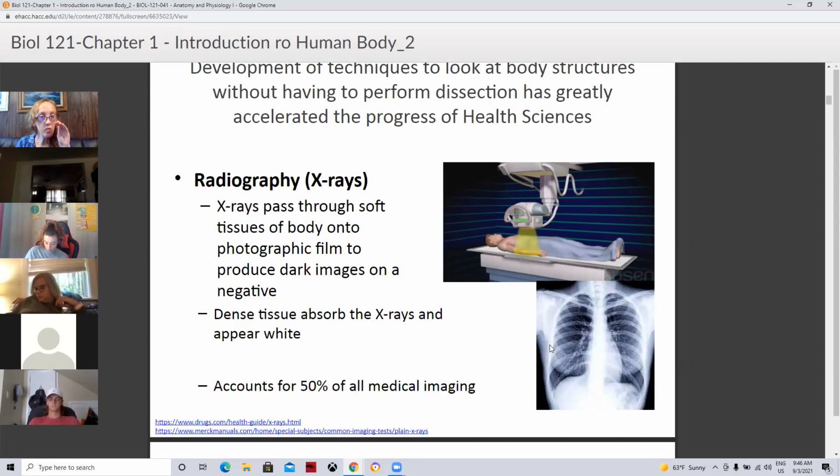So X-rays are really good at visualizing structures that absorb X-rays.